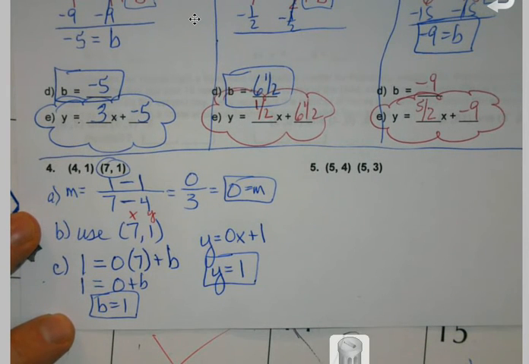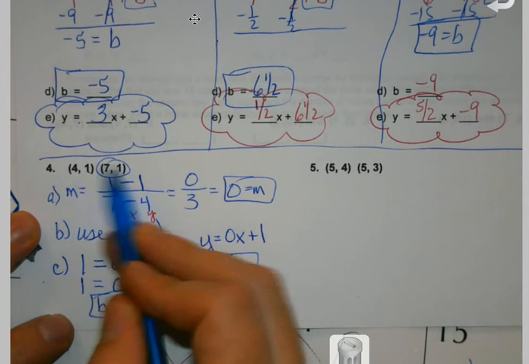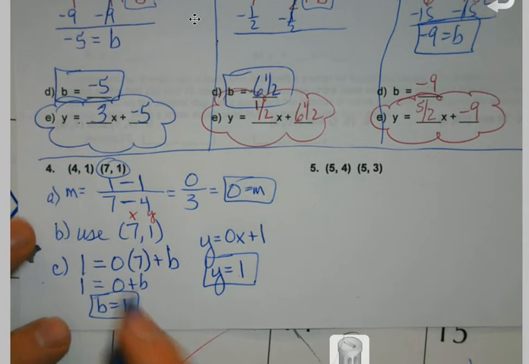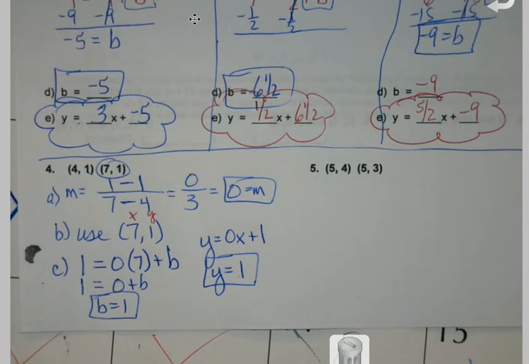Now look back at the coordinate points for a minute. The y values are both 1. Does that happen every time? Yes. If you ever have the exact same y values, just write down y equals and the number and be done. You don't even have to do all the other work. But that only happens if the y values are both the same.